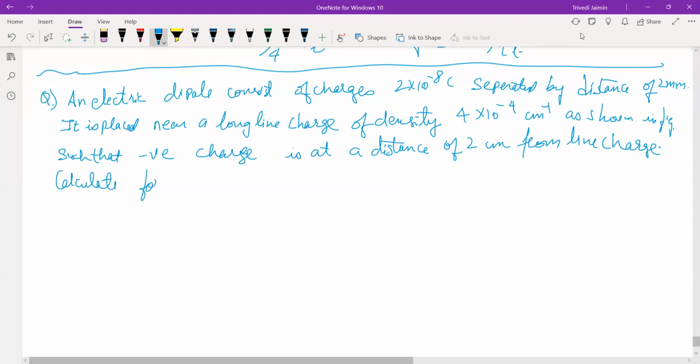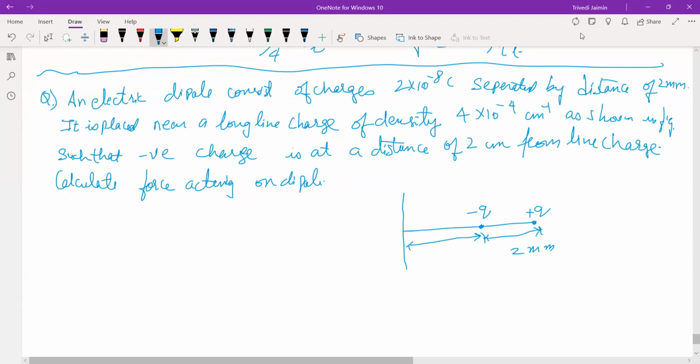Calculate the force acting on the dipole. Dipole means it has equal and opposite charges. This is line charge. Okay, try this.